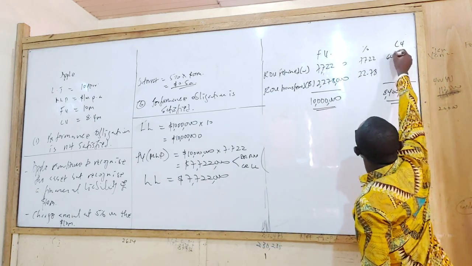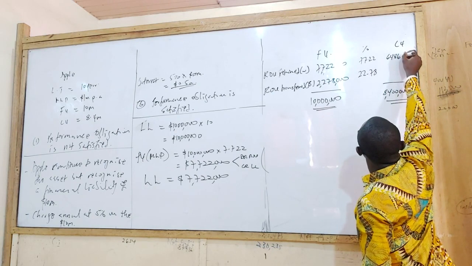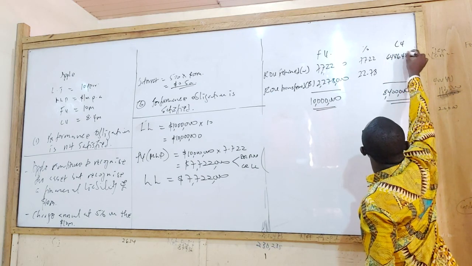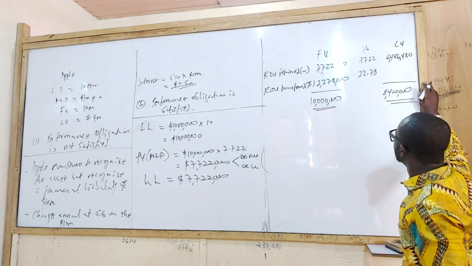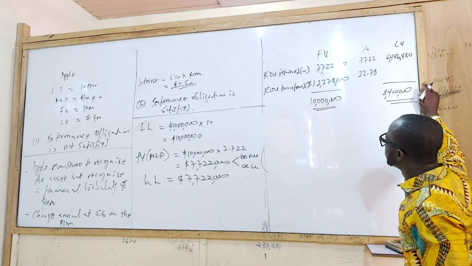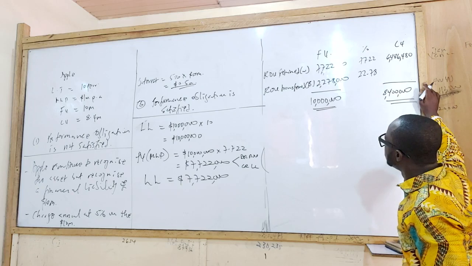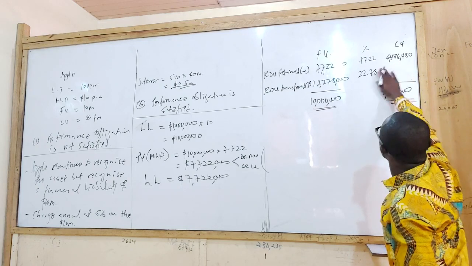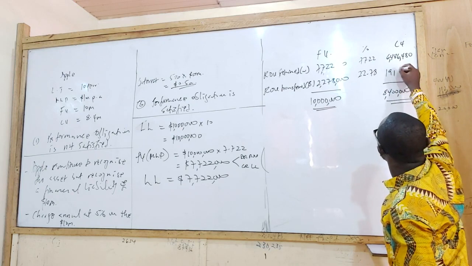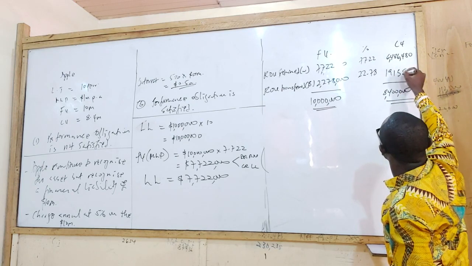6,486,480. Then 22.78% of that. That is 1,913,520. I just look at the difference. Okay, yeah. 1,913,520.